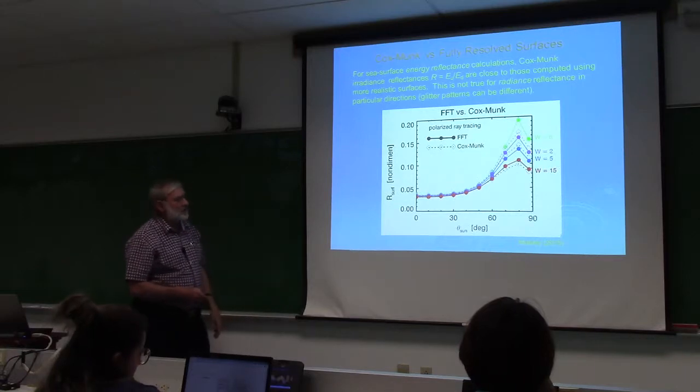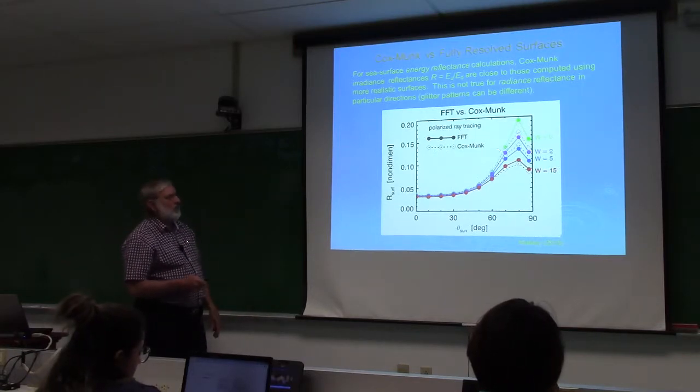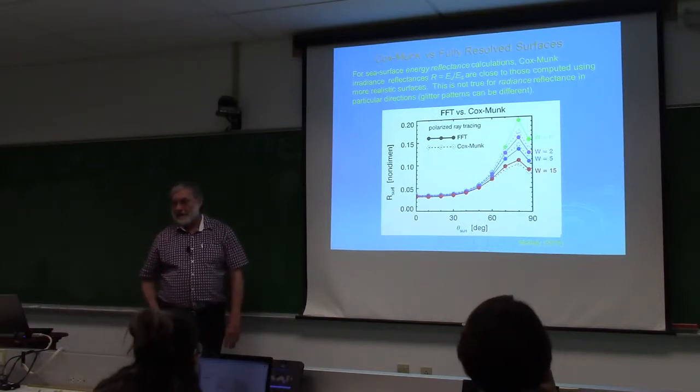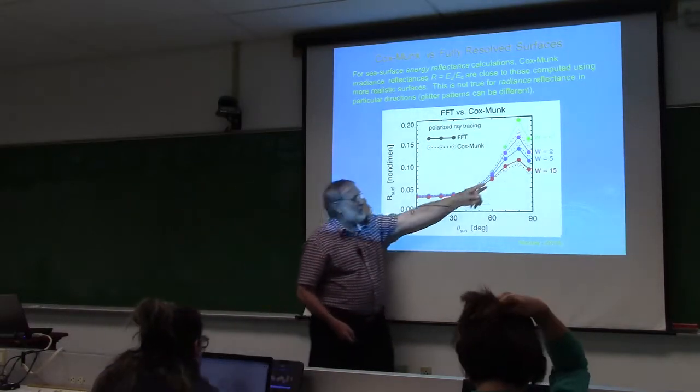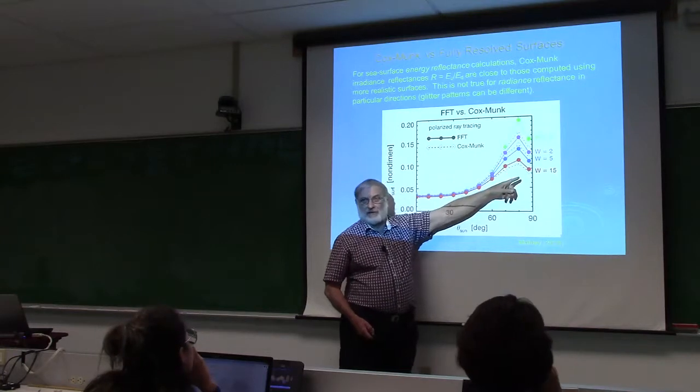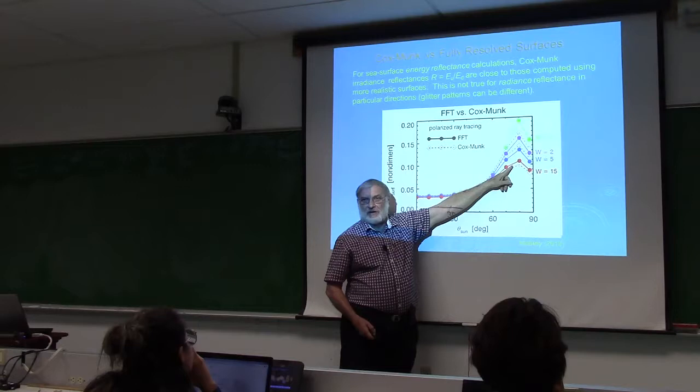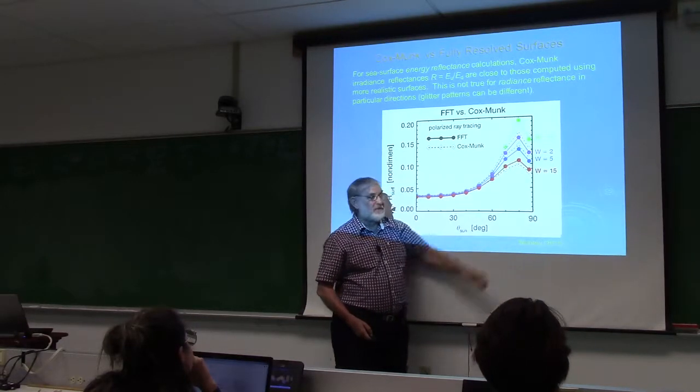So it turns out in a sense, I was disappointed that I'd done all this work and it really doesn't matter. On the other hand, it's good because this means the Cox-Monk surface, which is really, really fast to run, is just about as good as the full-blown surface, which takes weeks to create these surfaces.